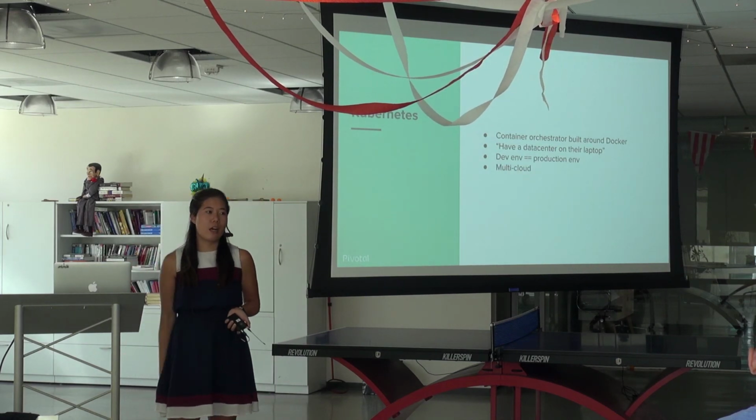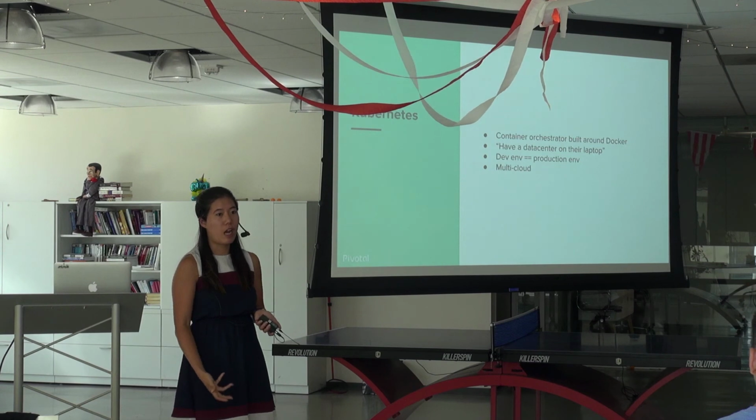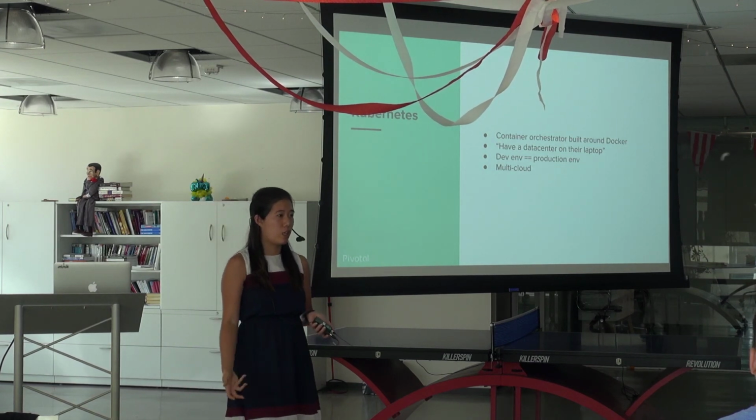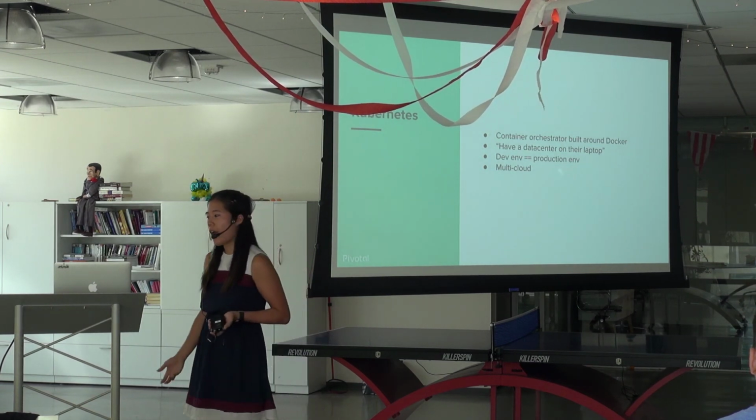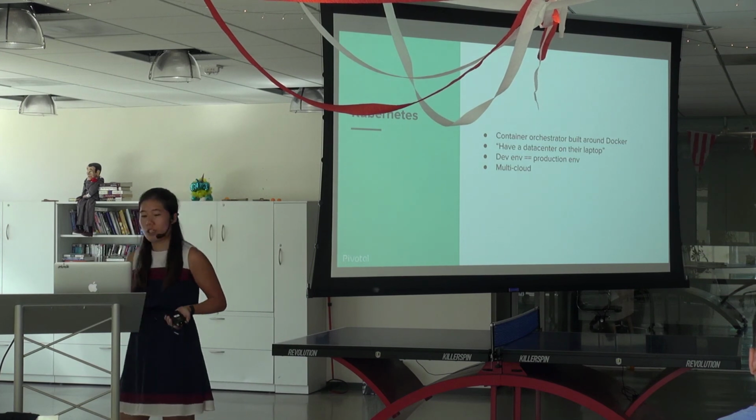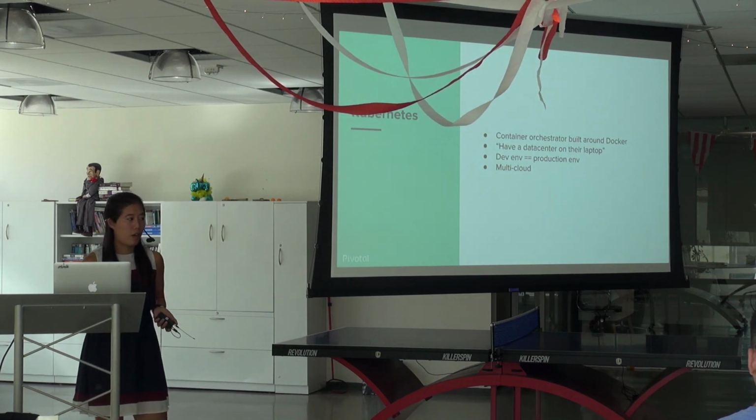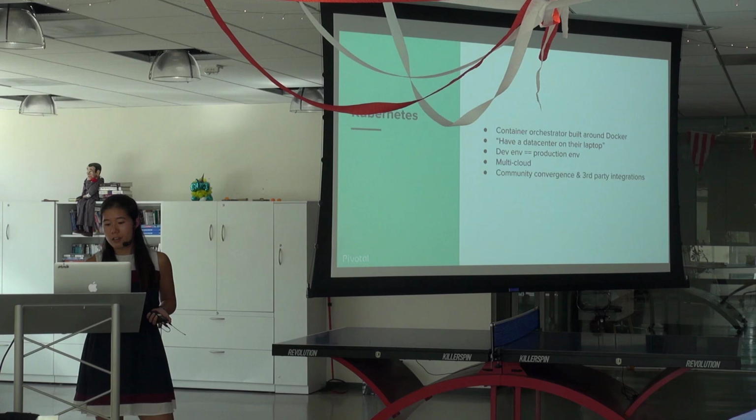Kubernetes is also multi-cloud, so you don't have to be tied into a specific IaaS provider. You can be using AWS, GCP, Azure, vSphere. The list goes on and on. So it really provides that abstraction so you don't get tied in.